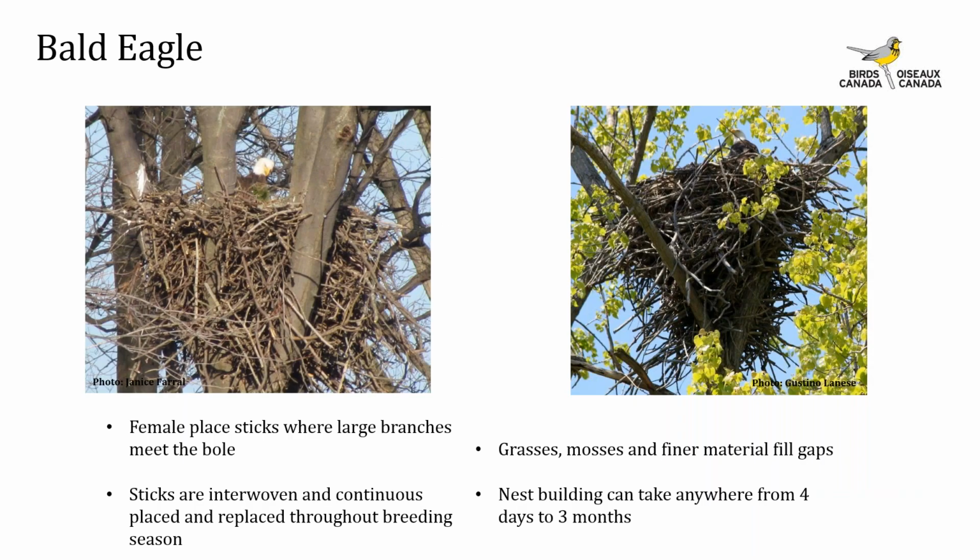The male and female contribute to the construction of the nest, but it's the female that places the sticks on the large branches that are attached to the bole of the tree. These sticks are selected from the ground and broken off nearby trees, and they're placed in an interwoven pattern. And those sticks are continuously placed and replaced during the breeding season. They use grass, moss, and other fine materials to fill in the gaps near the cup. And so the nest building can take up to 3 months to complete, but they can also complete a nest in 4 days if they're in a hurry.